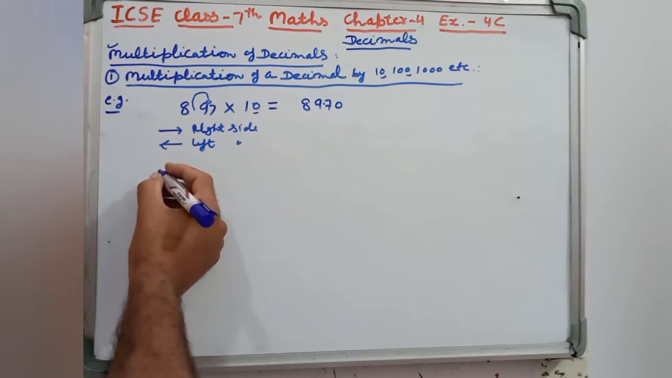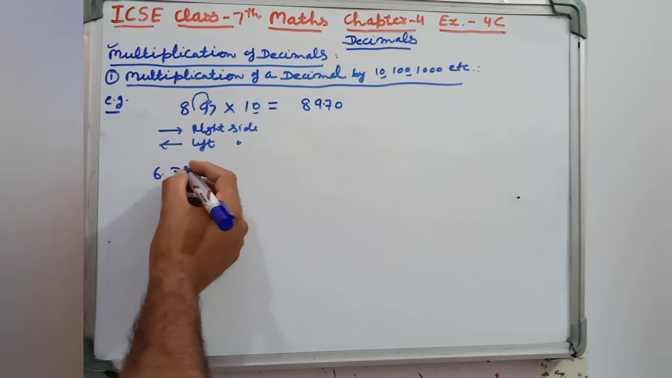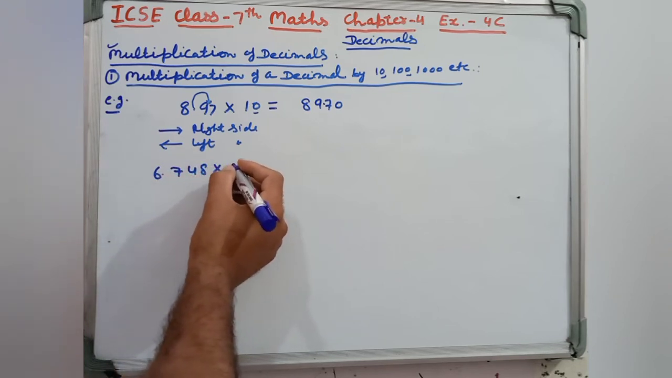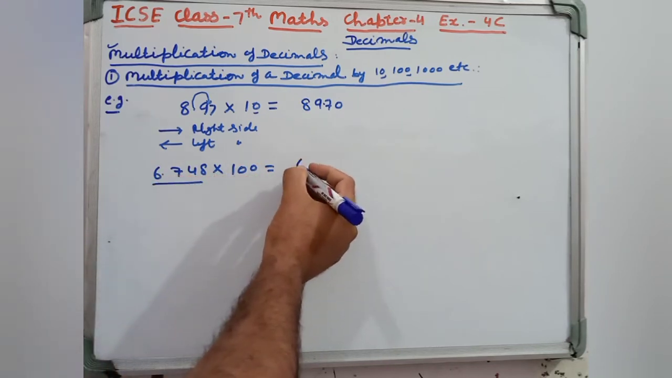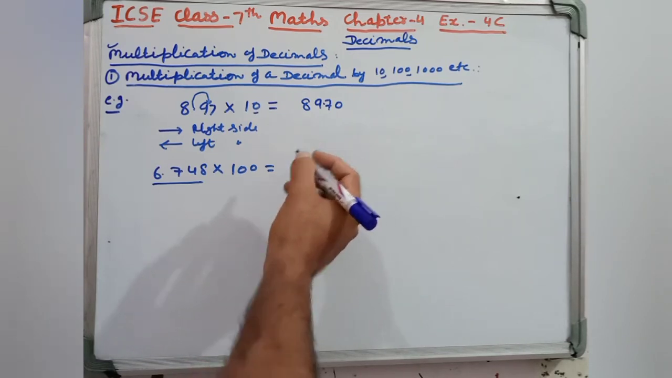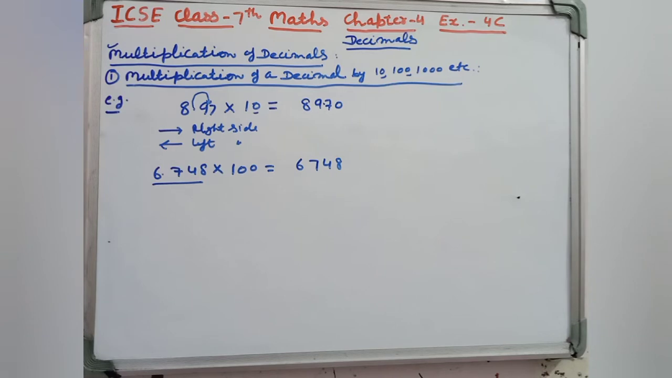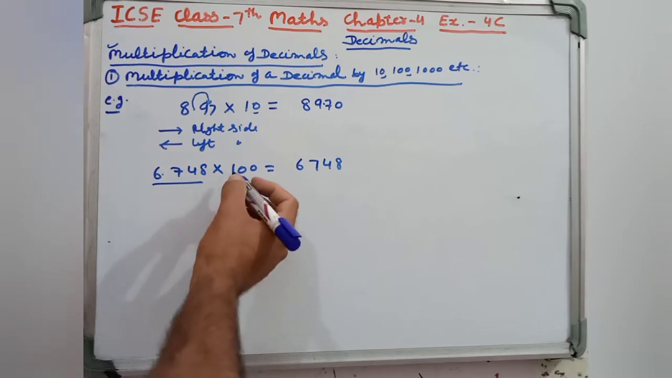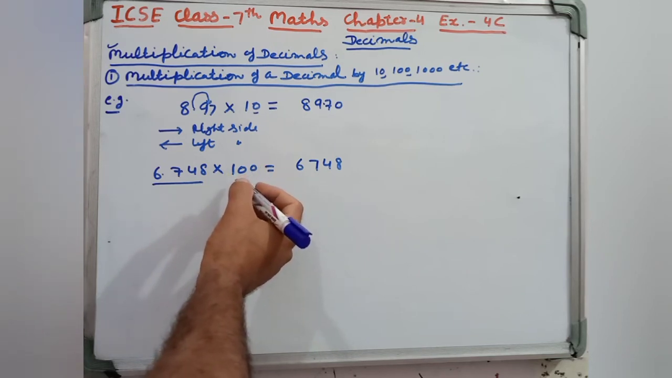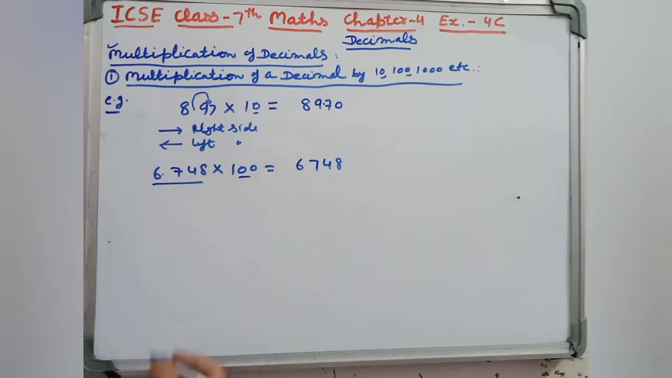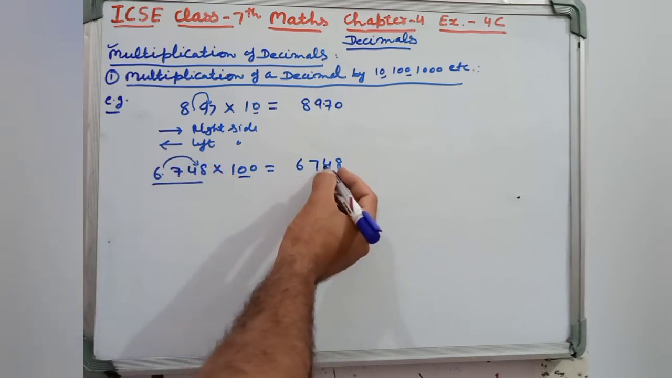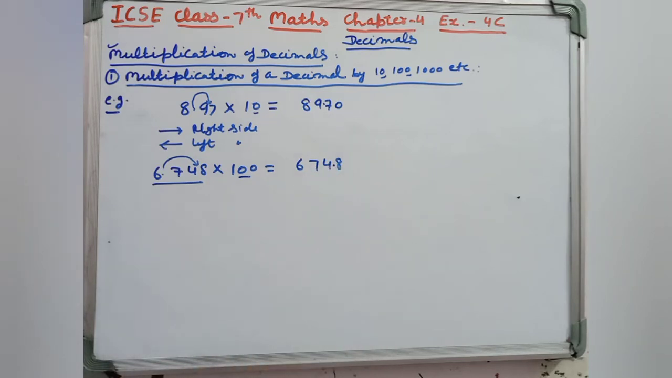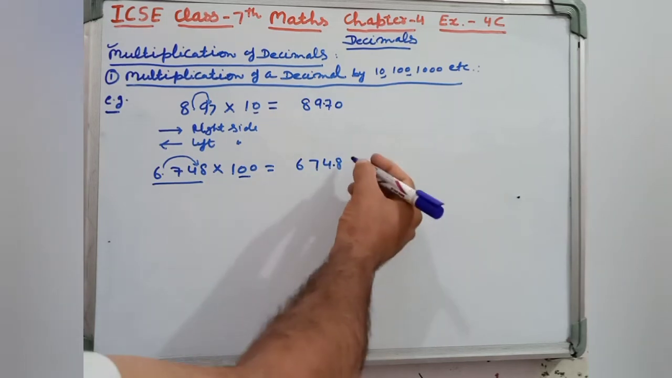Now, if we take another example, 6.748 has to be multiplied with 100. Right? Now write this figure simply. Now we have to move the decimal two places to the right, because we have here 2 zeros, here 1, 2. This decimal will come here, right? This will be our answer.